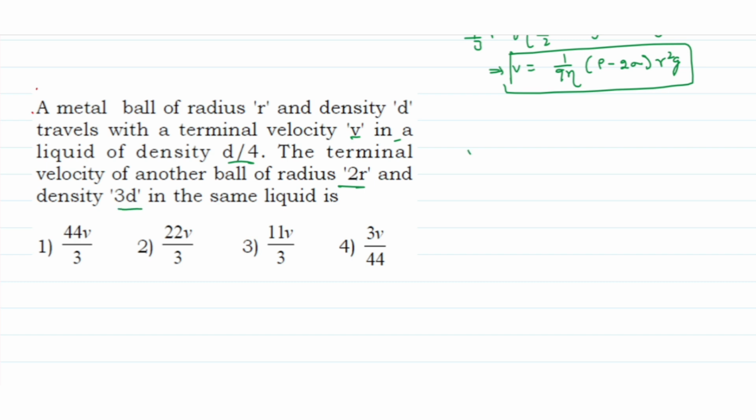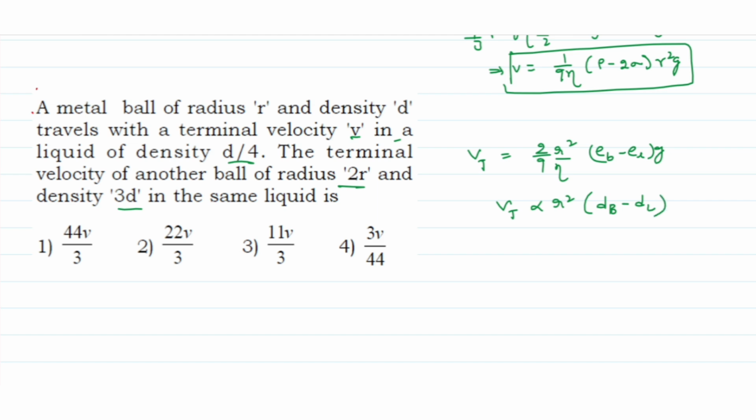So you know the terminal velocity formula, you can write it as 2 by 9 r square by eta into the density of the body minus the density of the liquid into g. That means here Vt is directly proportional to r square into the density of the body minus the density of the liquid.